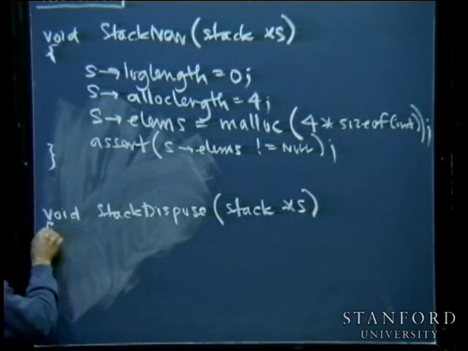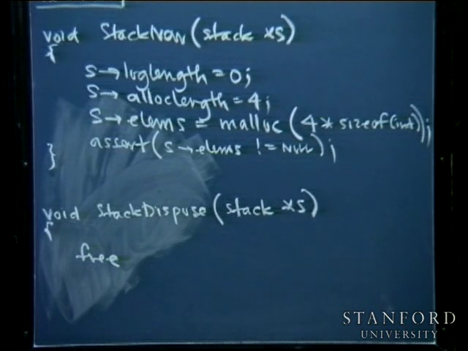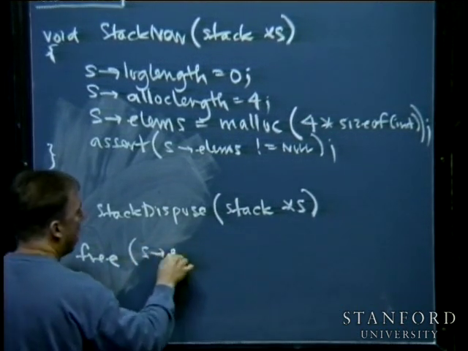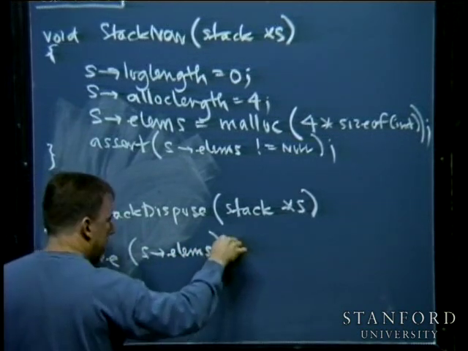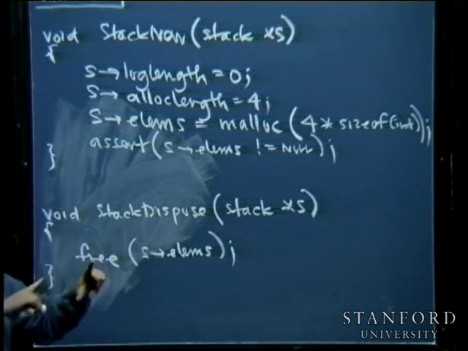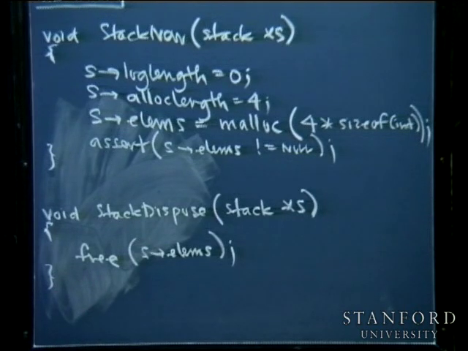Actually, two things I could think of. I want to go ahead and do the opposite of malloc. This corresponds to operator delete from C++. I want to free S arrow elems so that it knows that whatever figure is identified by that address right there should be donated back to the heap. That's just what I mean when I talk about free right here.